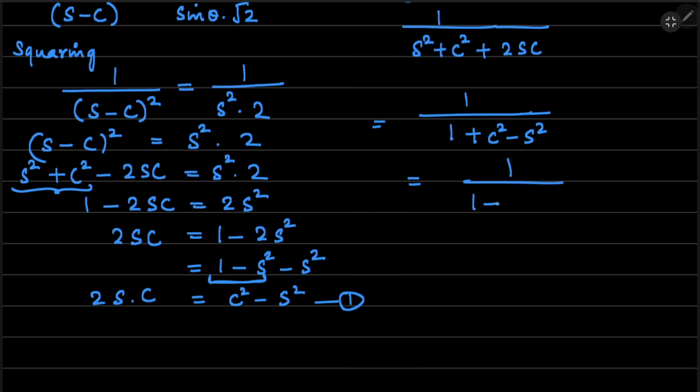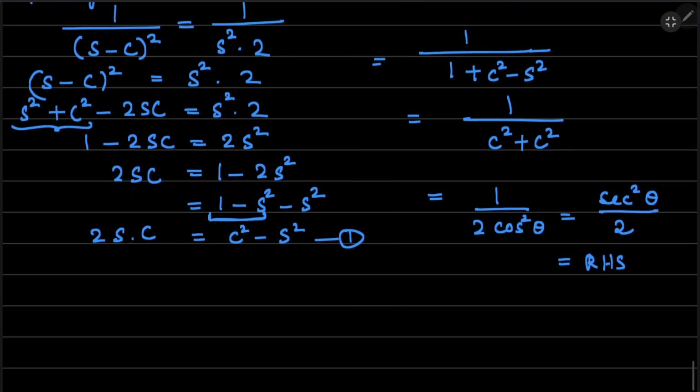So this is nothing but 1 divided by 1 plus this 1 minus, see, you have a 1 minus sin square already. So 1 minus sin square, I'm going to write it as cos square theta. We already have a plus cos square theta. So this is nothing but 1 by 2 cos square theta, which is equal to 1 by cos square, which is secant square theta divided by 2, equal to RHS. Hence proved.